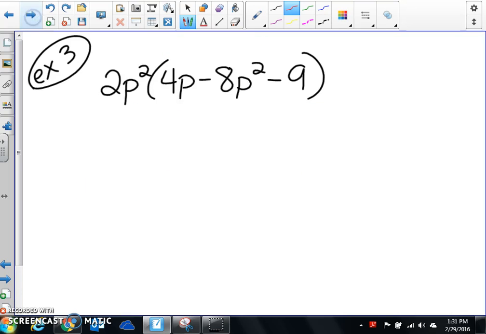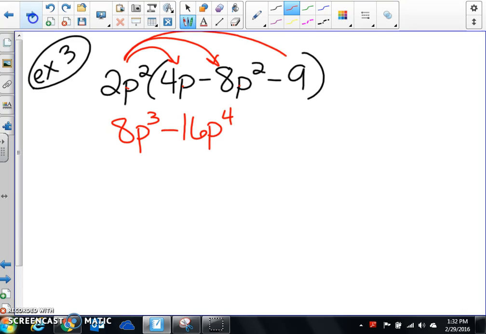Okay, next one. All right, 2 times 4 is 8. I have 2 p's and another p, so p squared times p is p to the third. Distribute. 2 times negative 8 is negative 16. P squared times p squared is p to the fourth. 2 times negative 9 is negative 18, and I have my p squared.